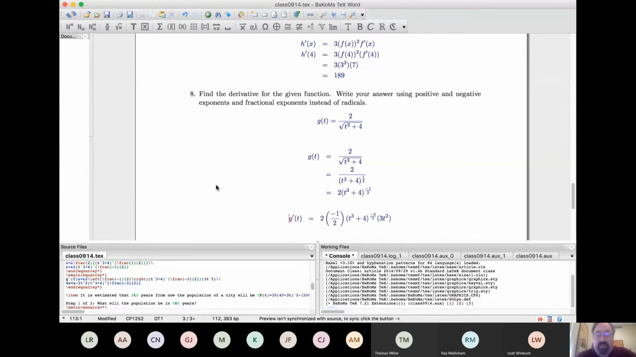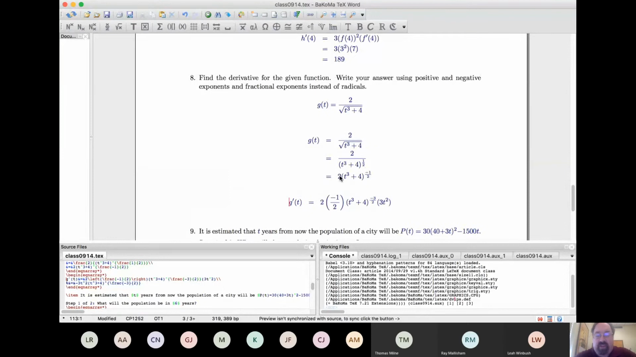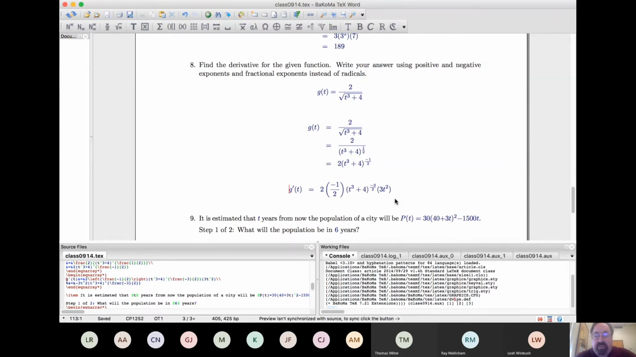What that would give you is, if the 2 is just hanging around there, then the minus 1/2 comes down, and then this expression raised to minus 1/2 minus 1, which is minus 3/2, and then you multiply it by its derivative, 3t squared. Notice the heavy use of parentheses. So be sure to follow that so that you don't make careless mistakes.